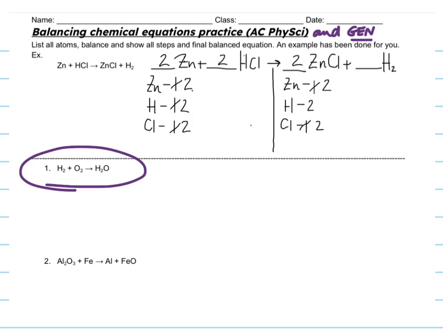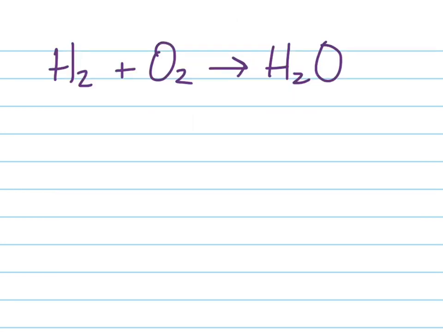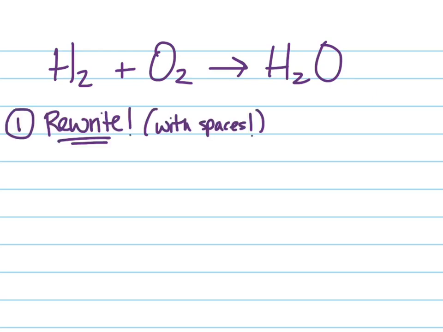We're going to start with problem number 1, which is H2 plus O2 yields H2O. So I've got my chemical equation here, and the very first thing I'm going to do is rewrite this equation with spaces in front of each reactant and each product. I popped that in there all at once.